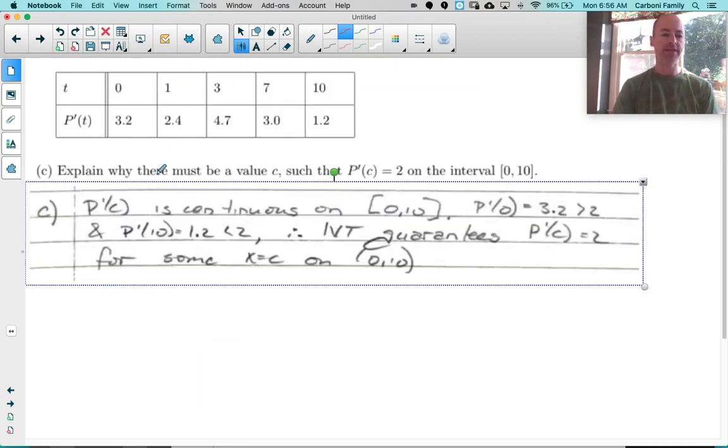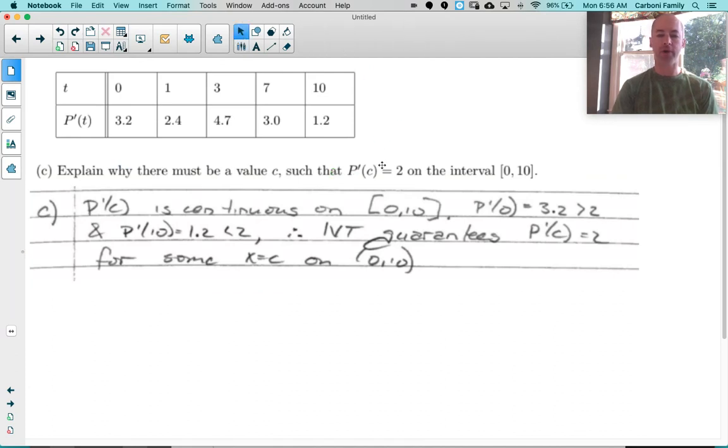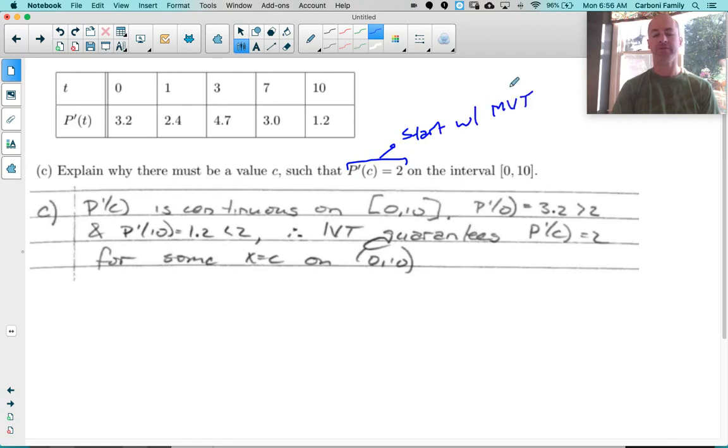Okay, number C, explain why there must be a value where p prime is equal to 2. I kicked into autopilot the very first time I did this. I saw that I'm trying to guarantee a derivative value, so my first thought was to start with the mean value theorem. However, this is an exception because the table I'm looking at is actually p prime. The mean value theorem would be used if we are given the original function, and we are not. So since we're given p prime, that makes this a lot easier.